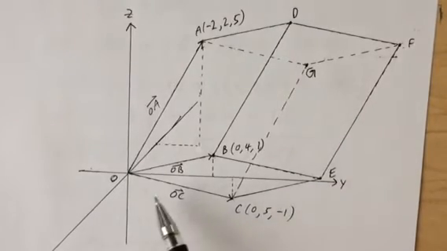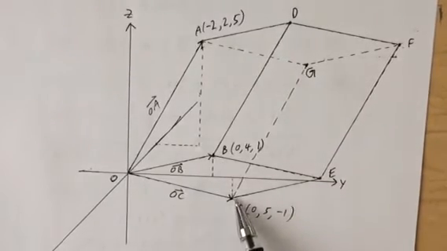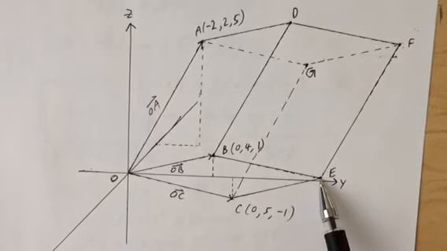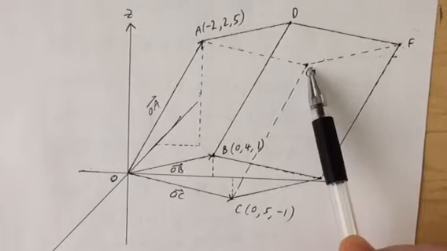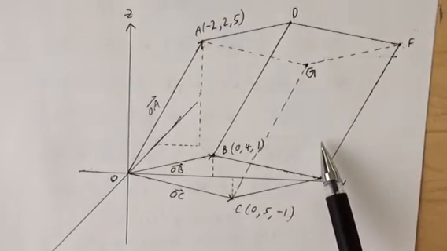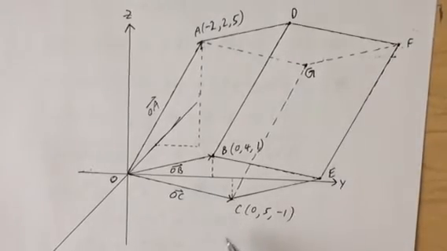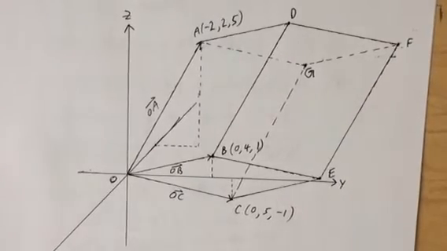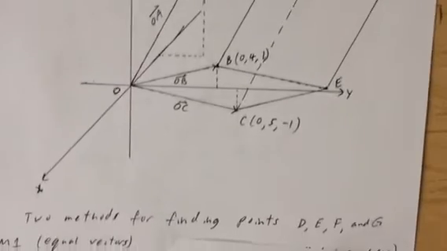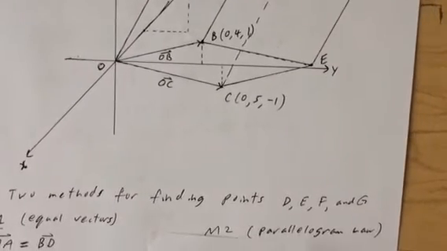You can say that OB equals CE, and so on. And once you've got G, you can do OB equals GF, and you'll get them all that way. The other method is the parallelogram law.